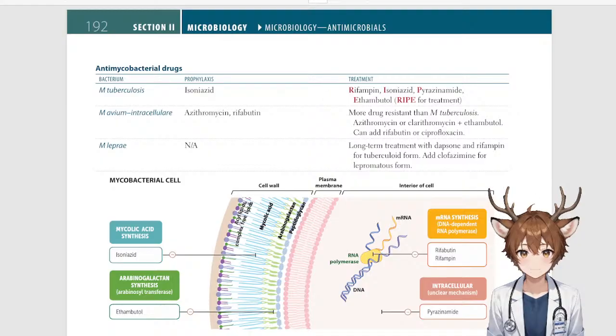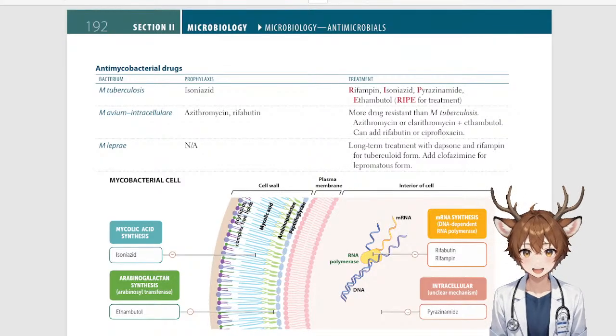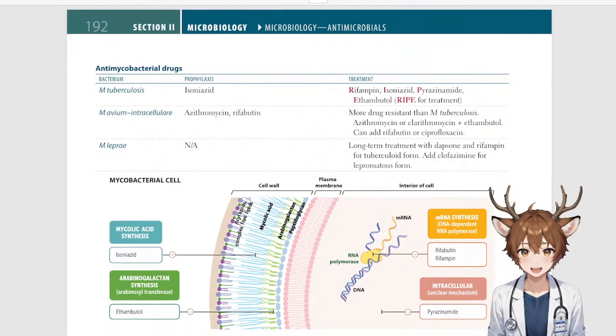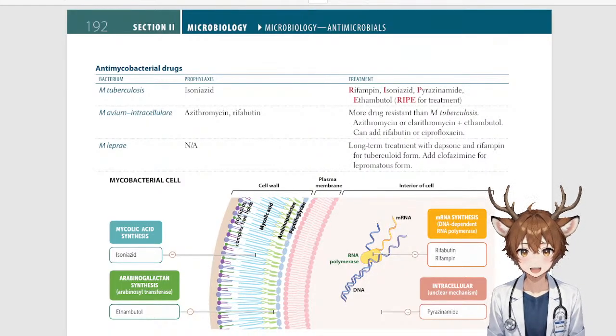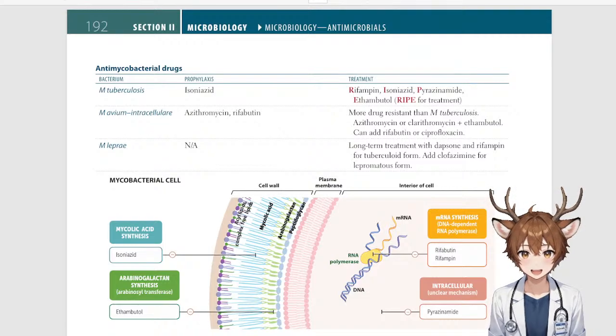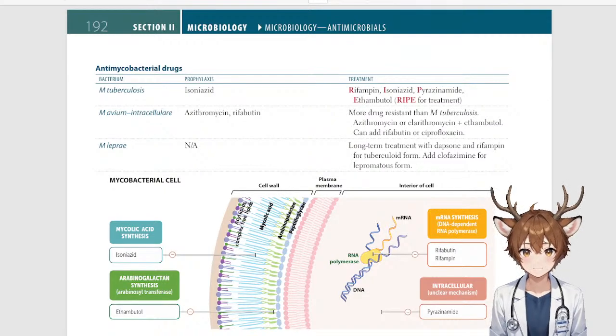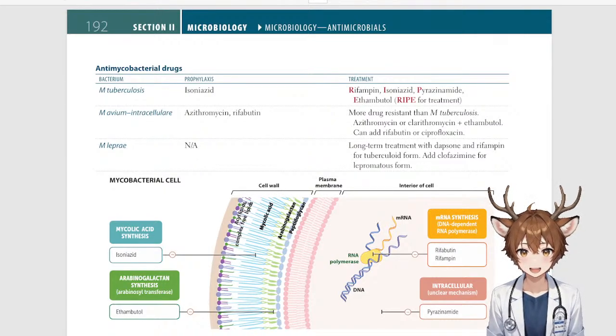Antimycobacterial therapy: bacterium, prophylaxis, and treatment. So, Mycobacterium tuberculosis. Prophylaxis is a rifamycin-based regimen for 3 to 4 months. Treatment is with rifampin, isoniazid, pyrazinamide, and ethambutol. RIPE for treatment.